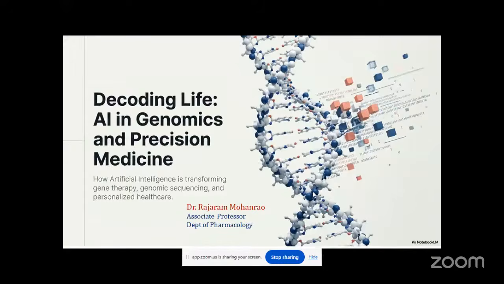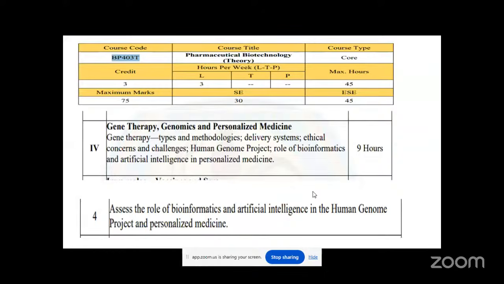So in this topic, I am going to discuss the role of AI in genomics, genetics, and how it helps in making medicine more precise. In the course BP403T, the subject name is Pharmaceutical Biotechnology. In that subject, we have one unit that contains gene therapy, genomics, and personalized medicine.